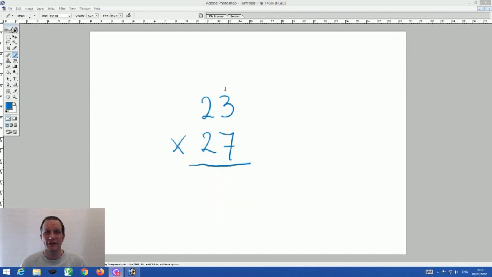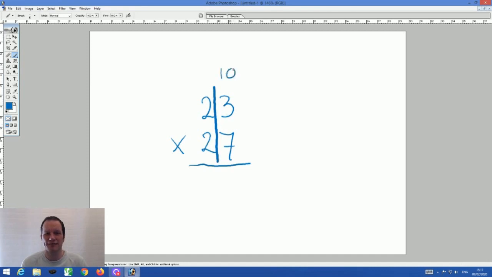Let's have a look at the following example, 23 times 27. The first thing we do is look whether we fulfill the restrictions. By looking at the last digits, indeed 3 plus 7, they add up to 10. And the digits in front of the last digit are the same for both numbers. They're both a 2. So how does the method work?